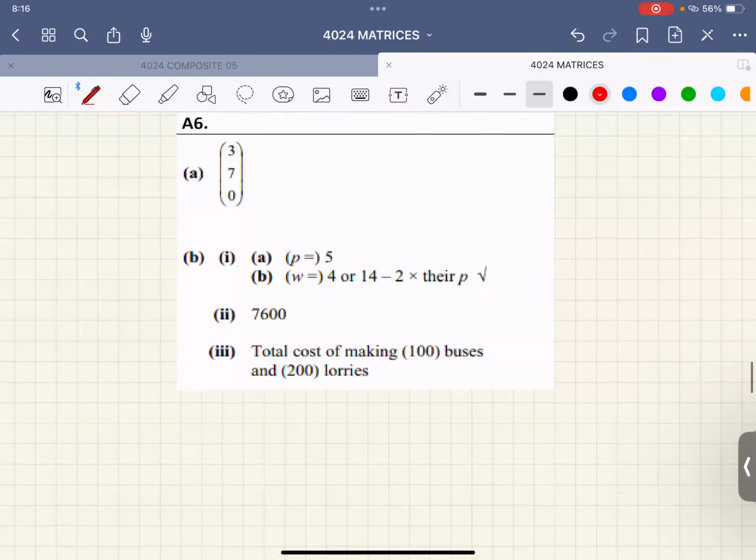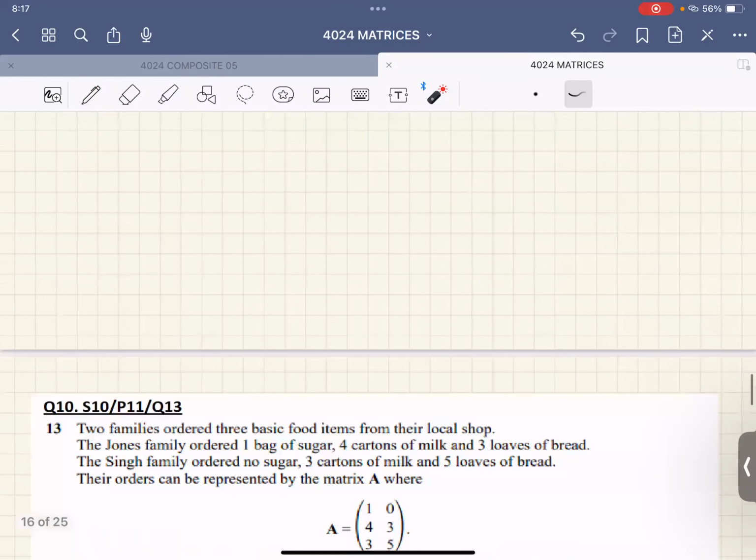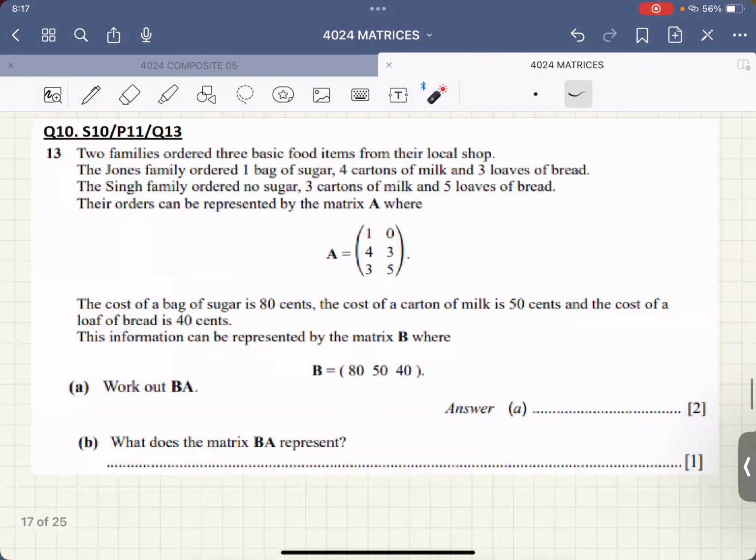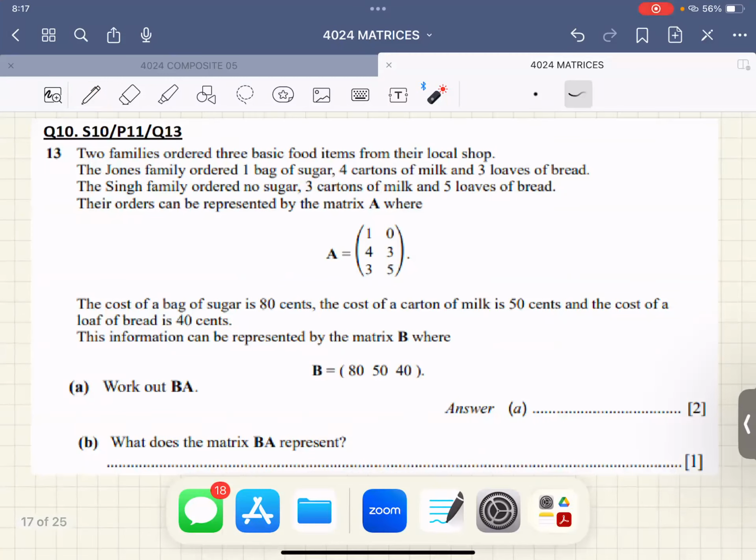And here is the mark scheme. That is 370. That was the first part, which I skipped. P is 5, W is 4, 7,600. Total cost of making 100 buses and 200 lorries. And that is all good over here. Now, there is one question over here. I would like you to try it out. Take 2 minutes and try it out.